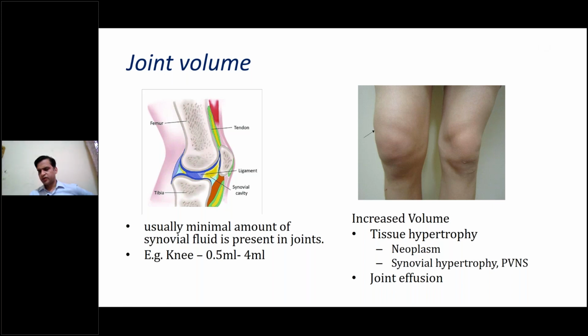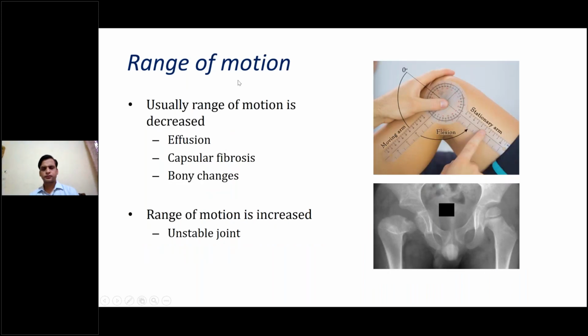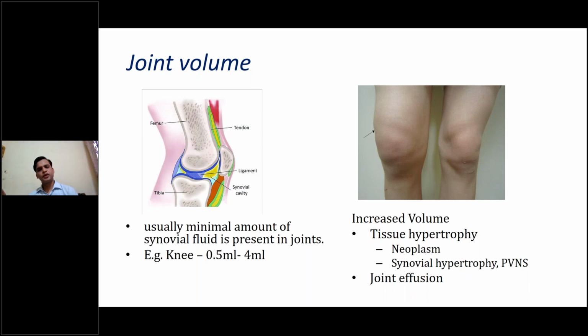So there are two possibilities for any increased volume of joint. Either there is hypertrophy of the tissue in the joint, or an increase in the mass of the joint tissues, for example in neoplasm, synovial hypertrophy, or pigmented villonodular synovitis, or there can be an increase in the synovial fluid. The synovial fluid will always be abnormal, not normal.